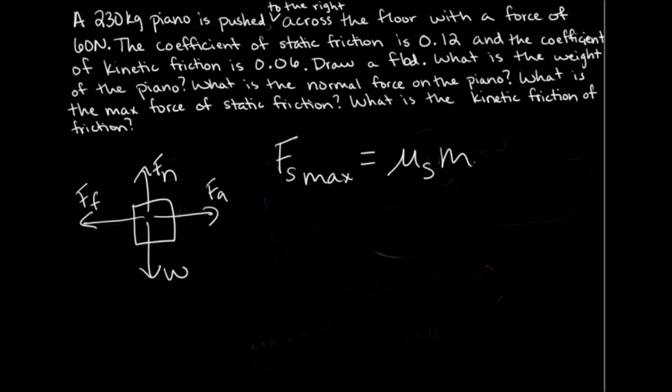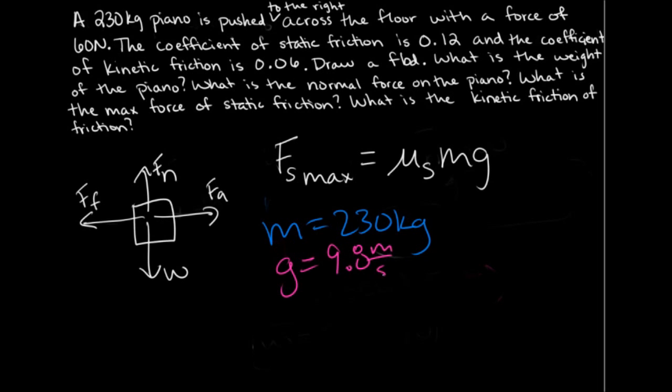My equation is now the maximum amount of static friction equals the amount of static friction times the mass times the gravity. And we know that our mass is 230 kilograms. Gravity on Earth is 9.8 meters per second squared. And they gave us the amount of static friction. So that mu symbol is the coefficient of static friction, which they told us is 0.12. So I have everything that I need now to find the maximum amount of static friction.